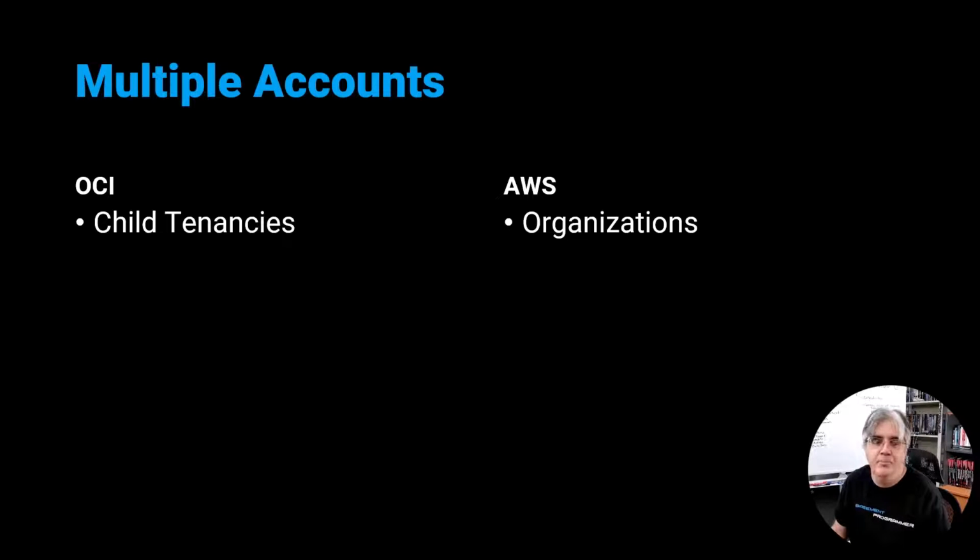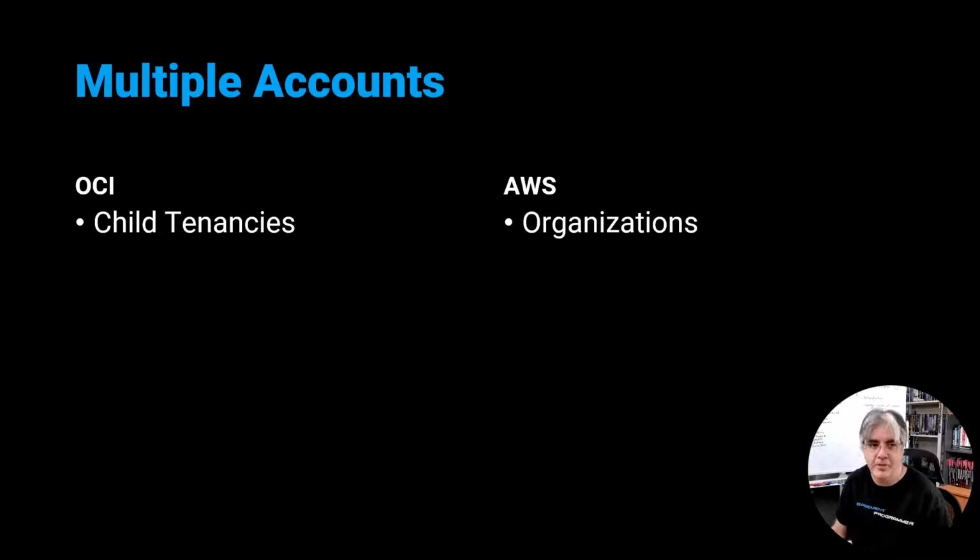At some point, especially if you're a large, complex organization, or you're like me and you just want to separate things out, you're probably going to get to the point where you need multiple accounts. Now, OCI handles this with the idea of child tenancies. You can set up child tenancies as long as the new tenancy is in the same realm as the parent. With AWS, this is handled through the Organizations service that you actually have to go in and set up as a separate process.